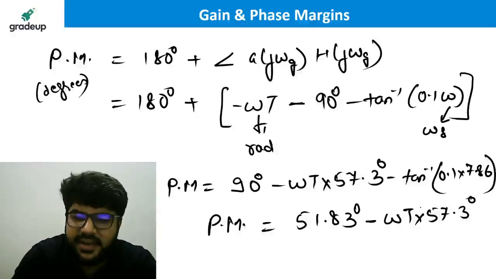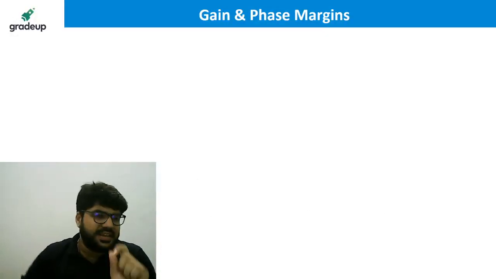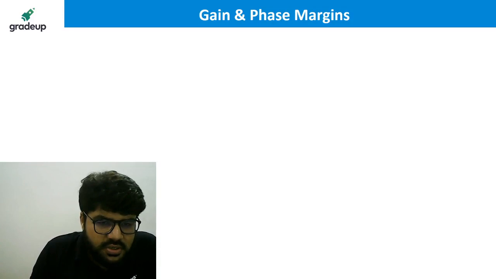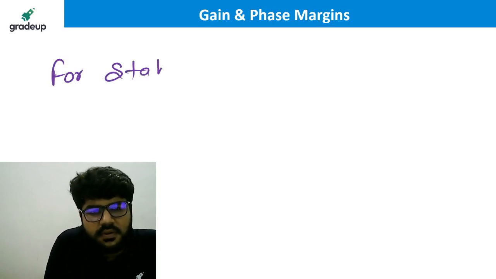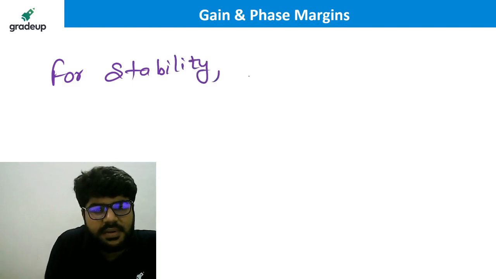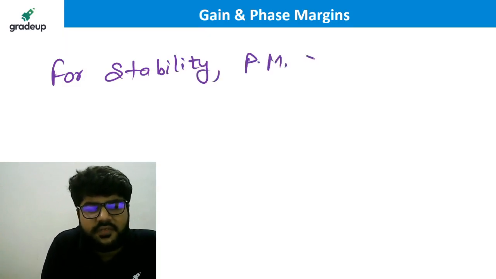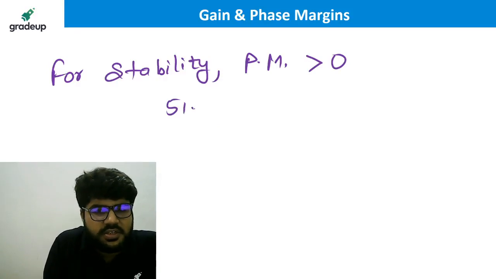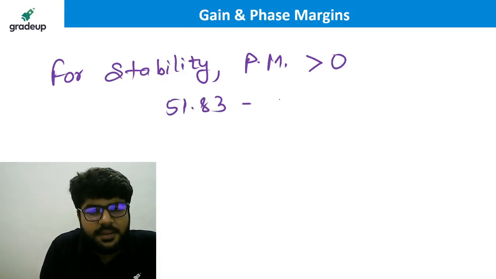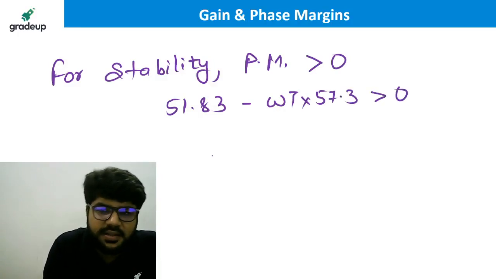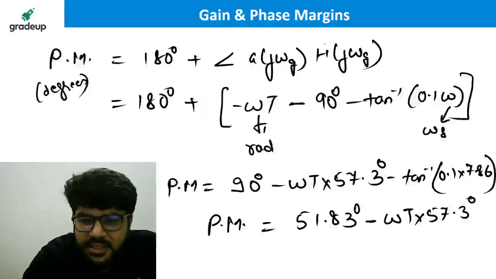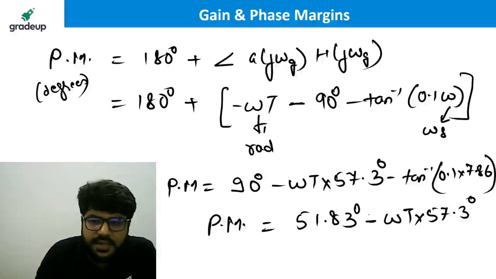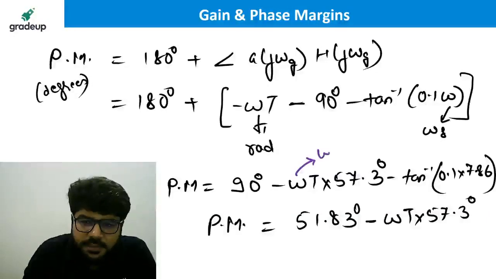Okay. Now what is the range for stability? What is the range of T for stability? This was the question, right? So I will write down the answers now. For stability, what is the required phase margin? It should be positive. So 51.83 minus omega t into 57.3 should be greater than 0. Now omega here should also be replaced by omega g.